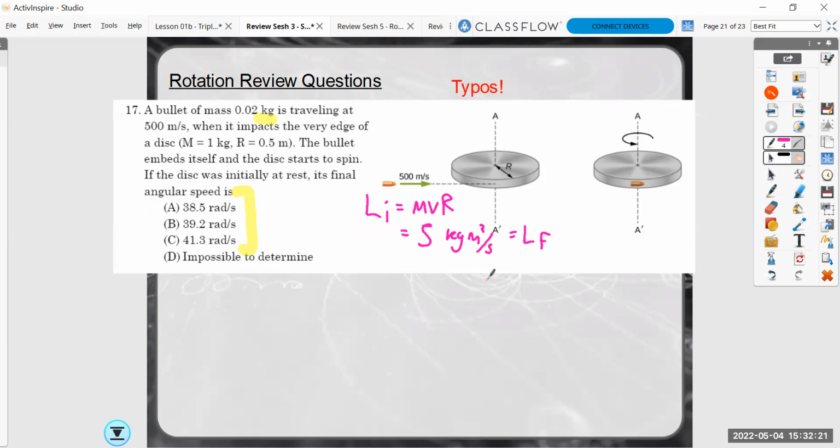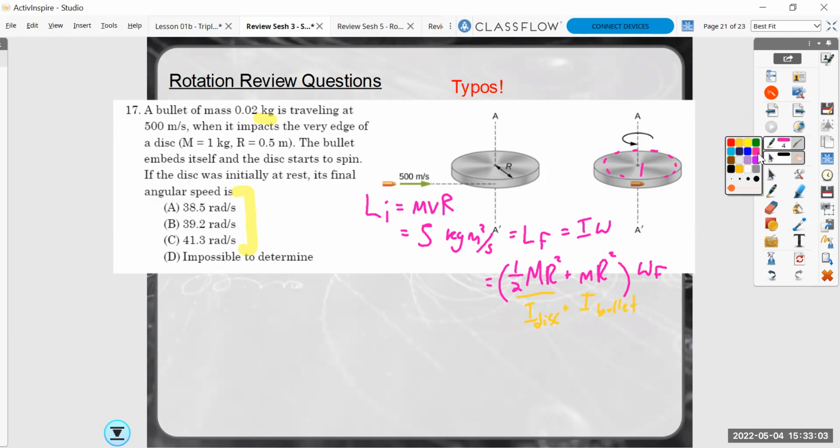And let's just note what our final angular momentum looks like. We have a bullet and a disk rotating together. The I of the disk is 1/2 m r squared. And the bullet is now rotating around as well, and so remember, it's going to have an I of just little m r squared, times omega final. So this is I omega. And note, we've got the I of the disk plus the I of the bullet in this case.